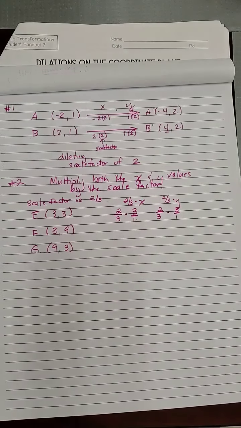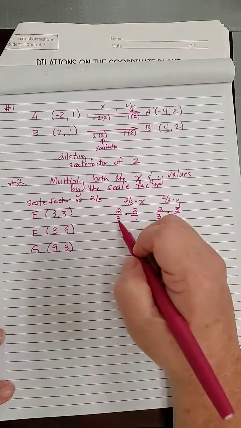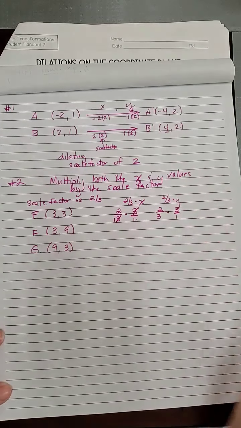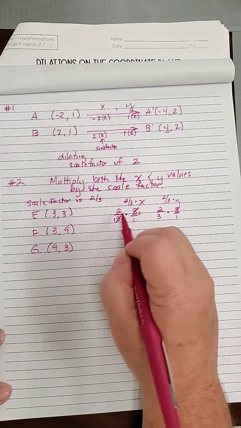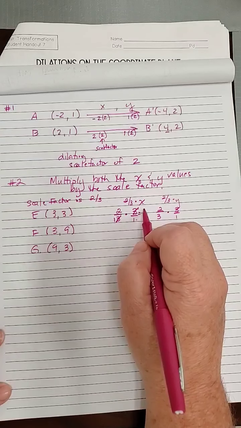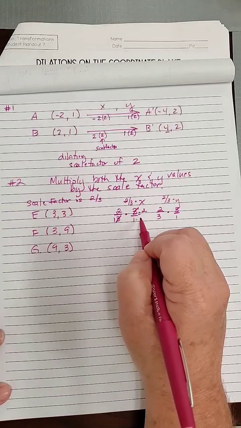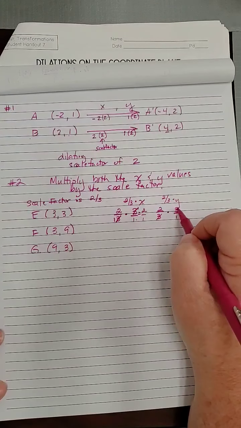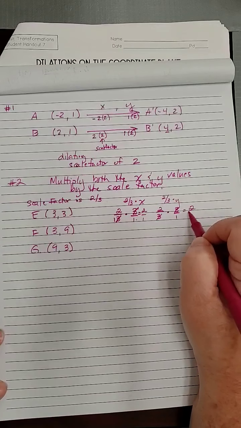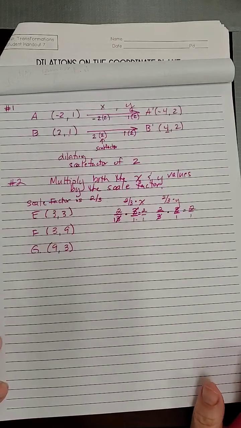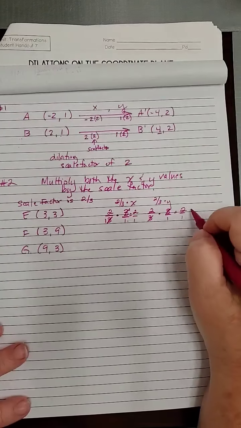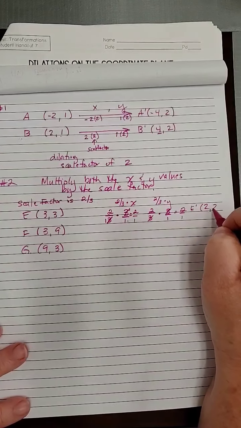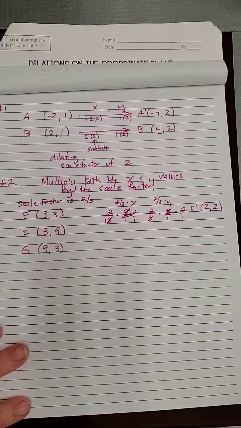So we're going to go ahead and multiply these fractions. Pre-simplify, 3 divided by 3 is 1. 3 divided by 3 is 1. So when I do 2 times 1 is 2, and 1 times 1 is 1. And I will do the same thing here. So point E prime would be located at 2, 2.